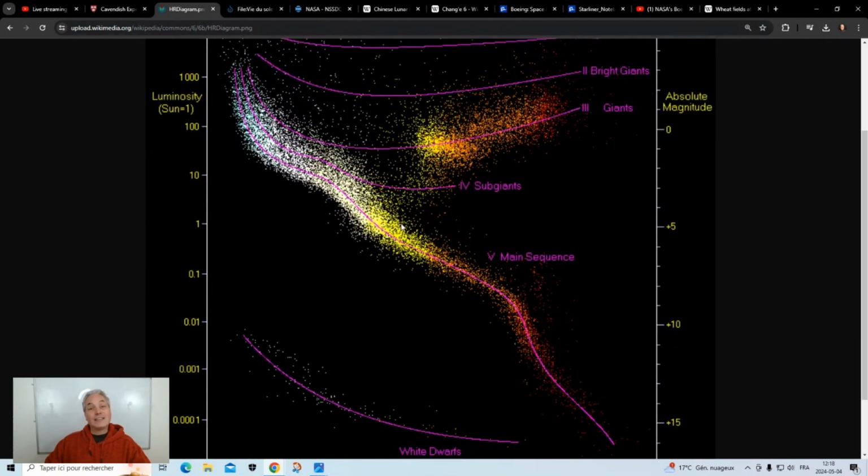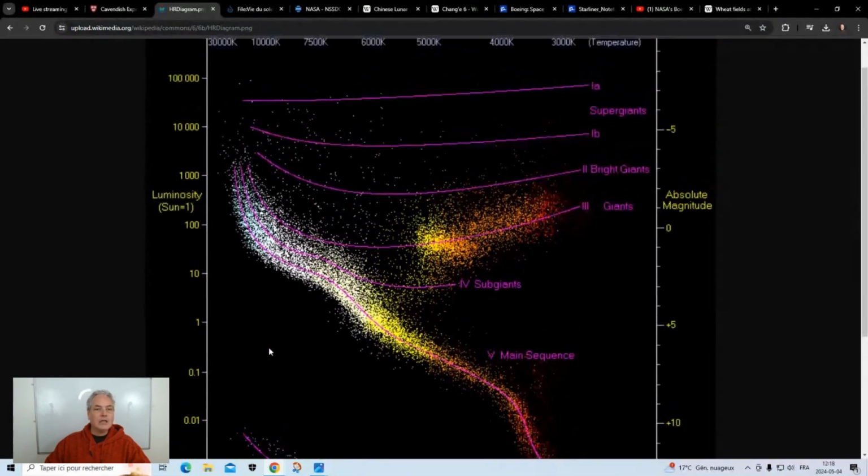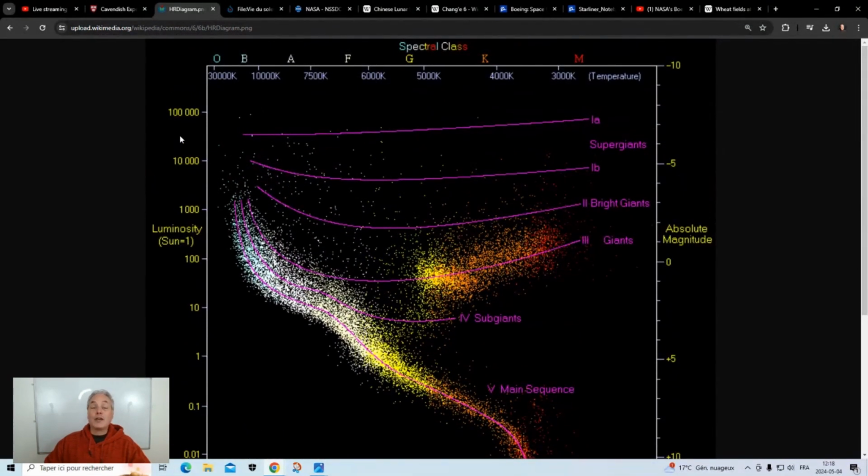With respect to the other axes, we have here the luminosity with the sun equals 1. So here our sun is right here. Then we have luminosity that are much weaker. So we have here white dwarfs that are very dim stars, to stars that can be up to 100,000 times more luminous than our sun right here.